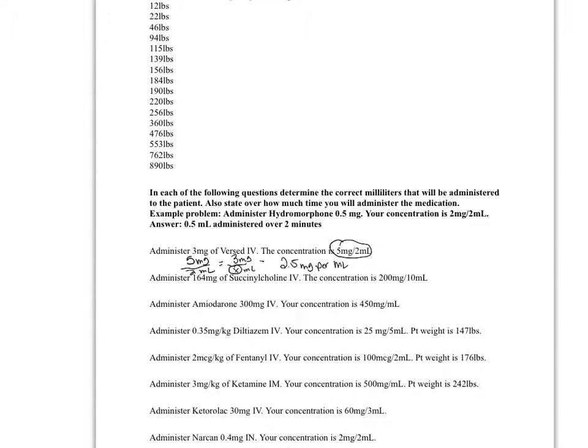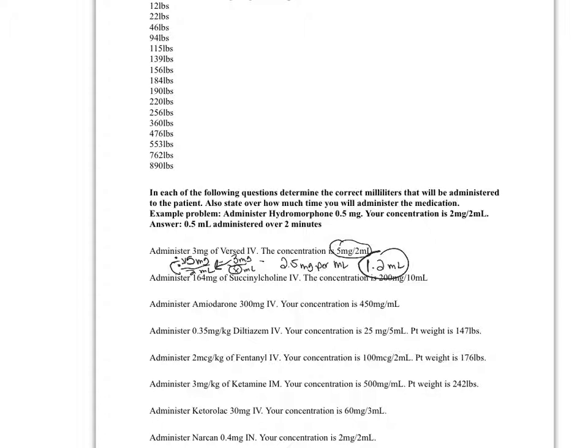So now you can take out your calculator, and 6 divided by 5 would be 1.2. So therefore my answer is 1.2 milliliters, because I took 3, multiplied it times 2, and then divided that by 5. And I got 1.2 mLs.